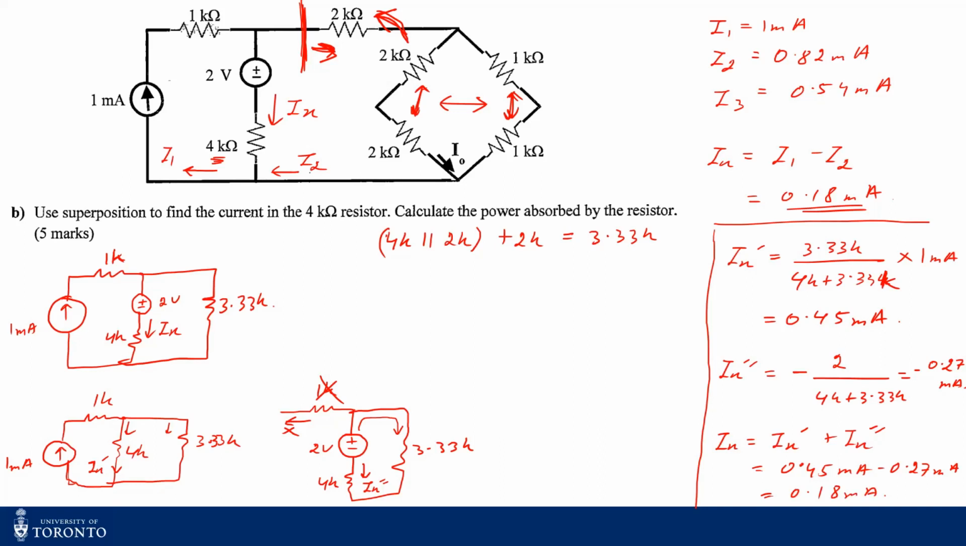Okay. So now once I know my Ix, what's my power absorbed? My power absorbed is just Ix squared times the resistance. The resistance is 4 kilo ohms, which is basically I squared R. So my power absorbed is 0.13 milliwatts.